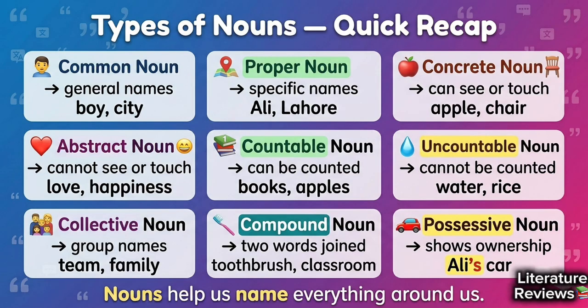These are the main types of nouns you need to know. Each type helps us describe people, places, things, and ideas more clearly. Once you understand these, your English becomes much stronger.